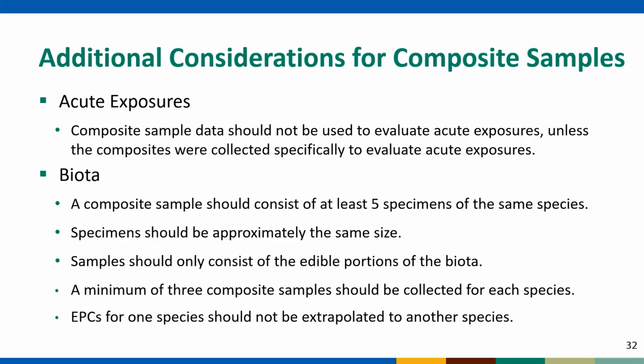Some of those are listed here, such as a composite sample should consist of at least 5 specimens of the same species. Specimens should be approximately the same size. Samples should only consist of the edible portion of the biota. A minimum of 3 composite samples should be collected for each species. And EPCs for one species should not be extrapolated to another. These guidelines help ensure that the sample is representative of human health exposures.